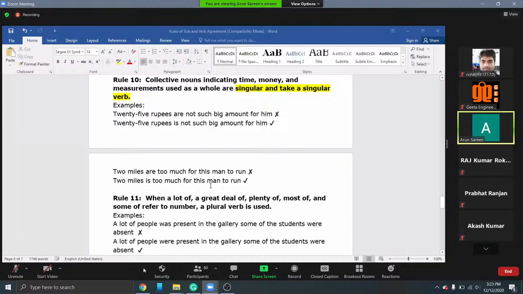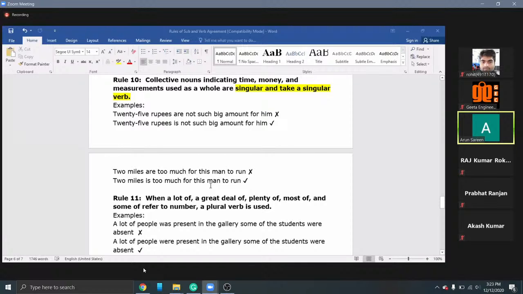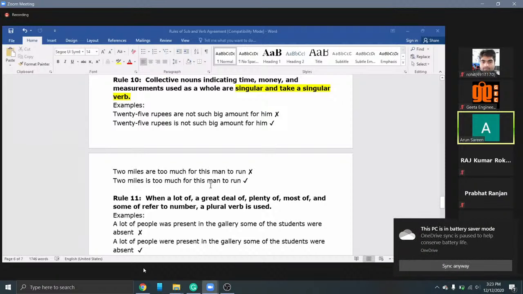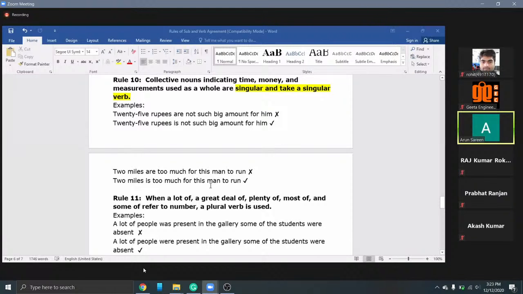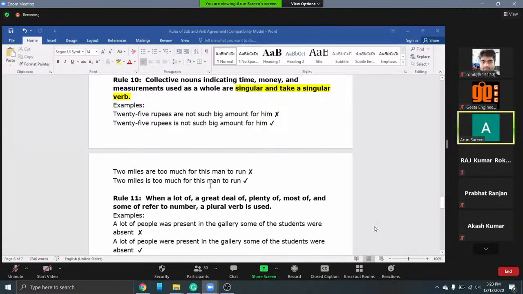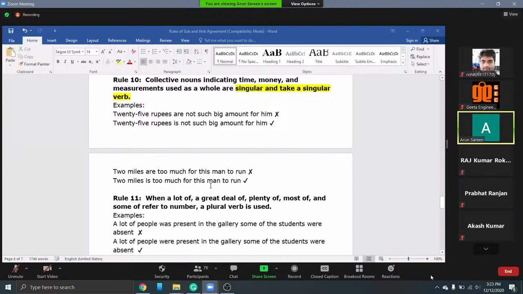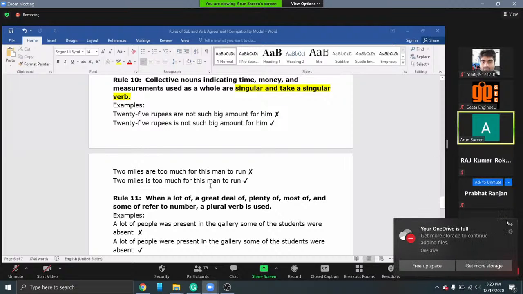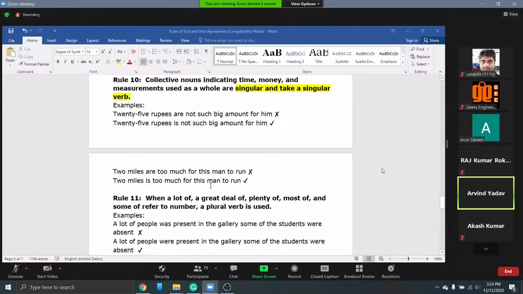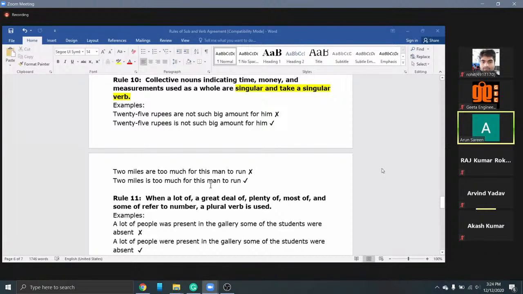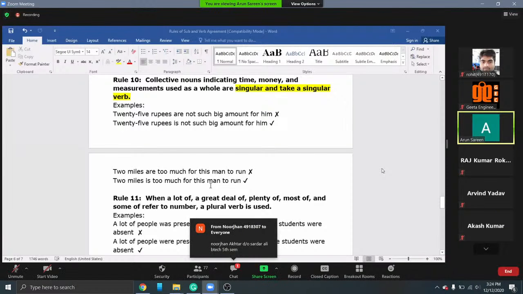Now, which are these words? Let's take these words. First one, furniture, luggage, information, advice, work, knowledge, equipment, weather, science.